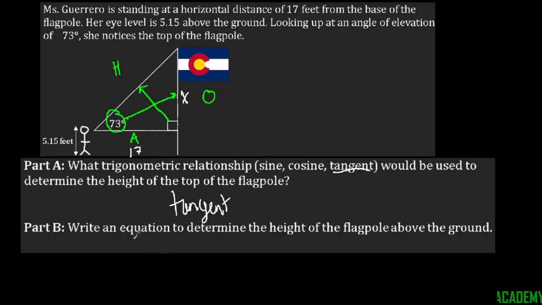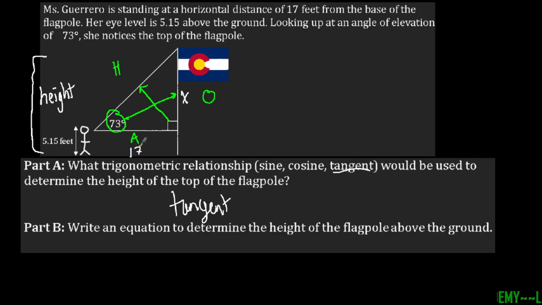Alright, so now for part B, it says write an equation to determine the height of the flagpole above the ground. Well, a couple things we need to do first. We need to first set up our equation for x, because I need this entire height from top to bottom. So I need to include a couple parts to it. So we're going to say this is going to be our height. Try to make sure it's an E in there. There we go.